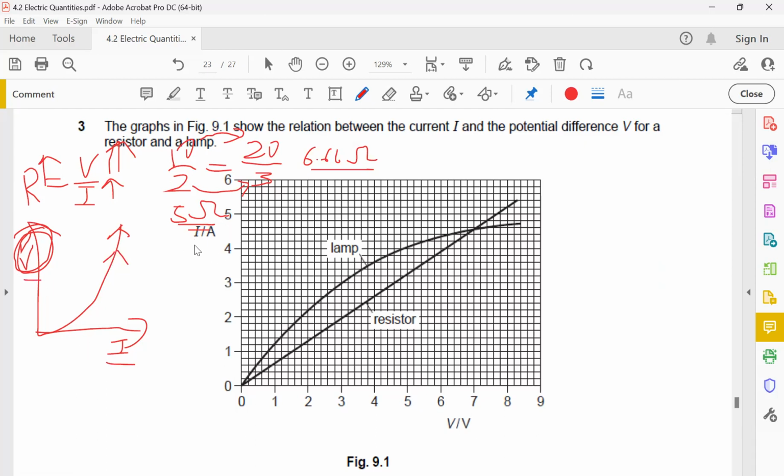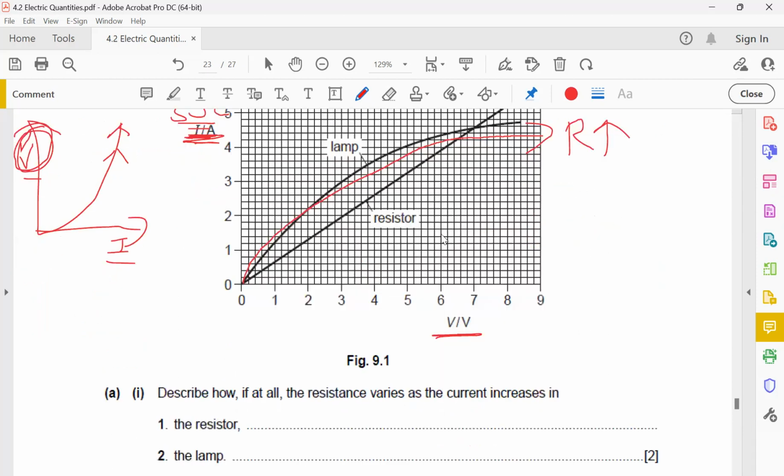But if you look at this graph here, this is an I versus V graph, guys. And because this lamp here is tilting towards the V direction, this indicates that the increase in voltage is more than the increase in current, guys. And thus, this one here has increasing resistance. This one here will have constant resistance. Make sure you know, right?